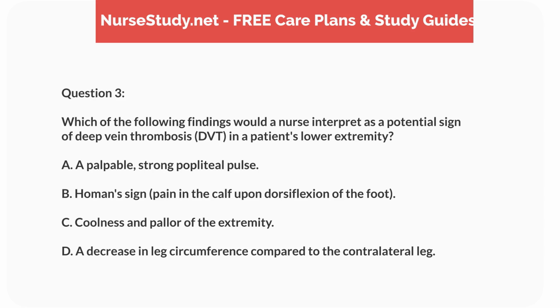Question 3. Which of the following findings would a nurse interpret as a potential sign of deep vein thrombosis, DVT, in a patient's lower extremity? A. A palpable, strong popliteal pulse. B. Holman's sign, pain in the calf upon dorsiflexion of the foot. C. Coolness and pallor of the extremity. D. A decrease in leg circumference compared to the contralateral leg.